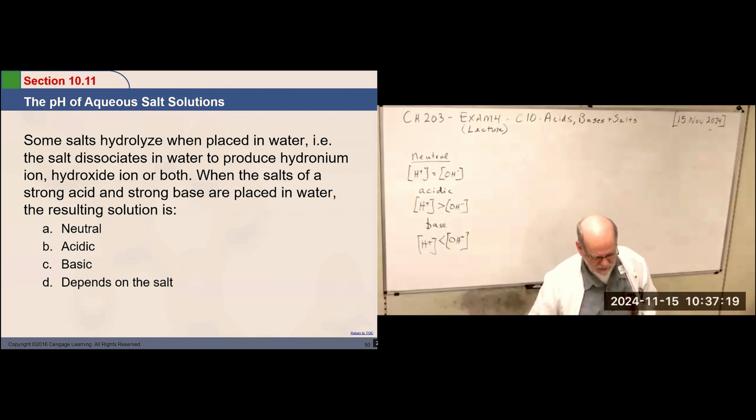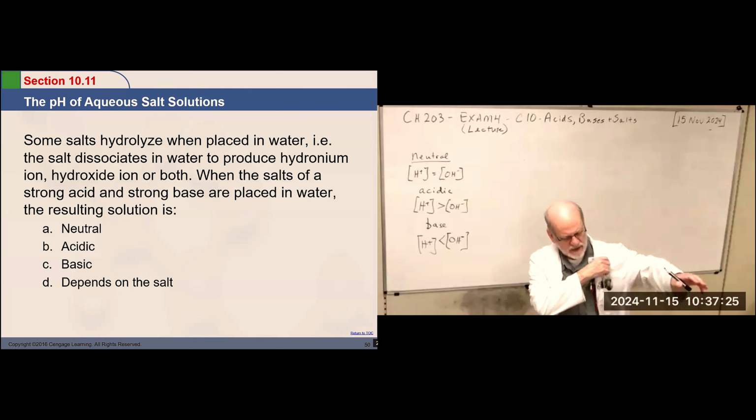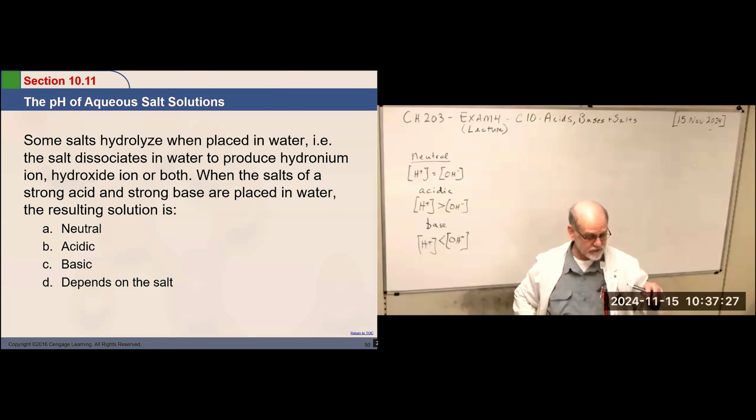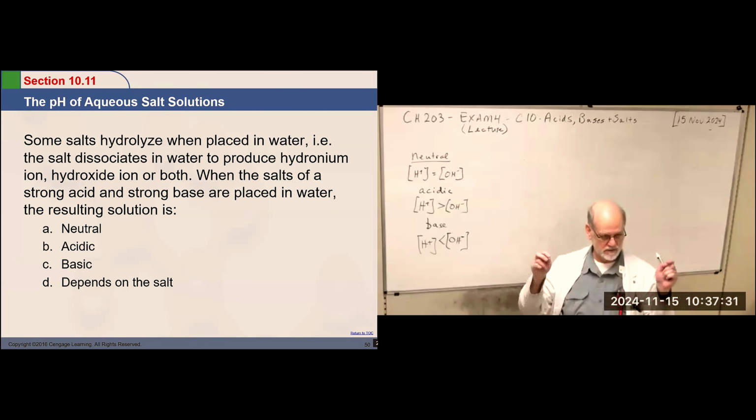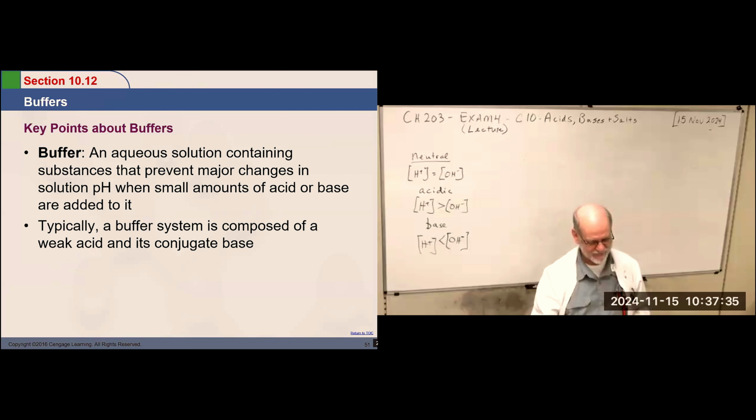All right. Some salts hydrolyze when placed in water. The salt dissociates in water to produce hydronium ions, hydroxide ions, or both. When the salts of the strong acid and the strong base are placed in water, the resulting solution is neutral. Okay. Now, what's a buffer?